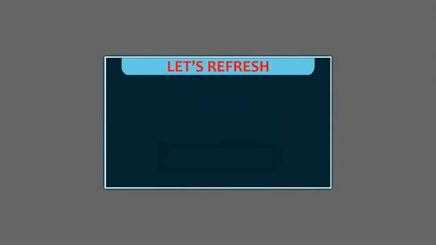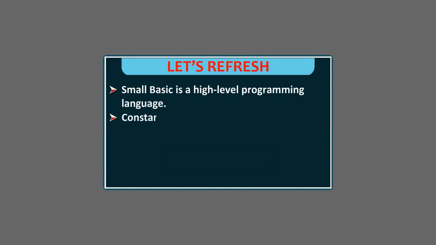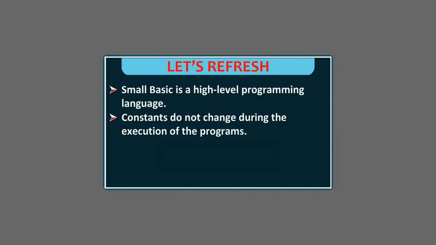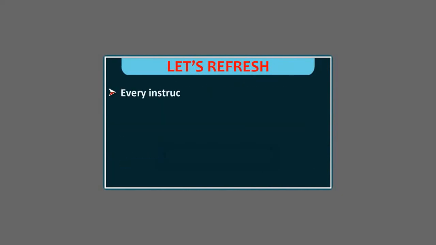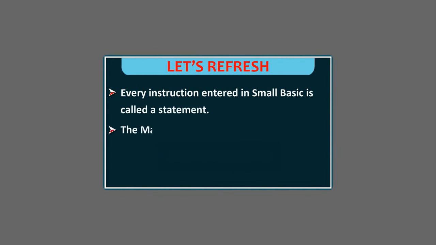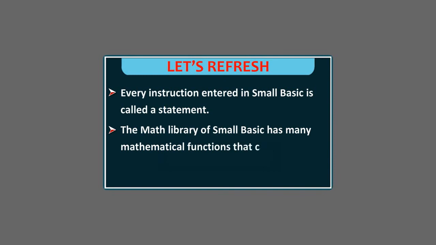Let's refresh. Small Basic is a high-level programming language. Constants do not change during the execution of the programs. A variable is a location in the memory of the computer that stores the data temporarily. Every instruction entered in Small Basic is called a statement. The Math library of Small Basic has many mathematical functions that can be used in programs.